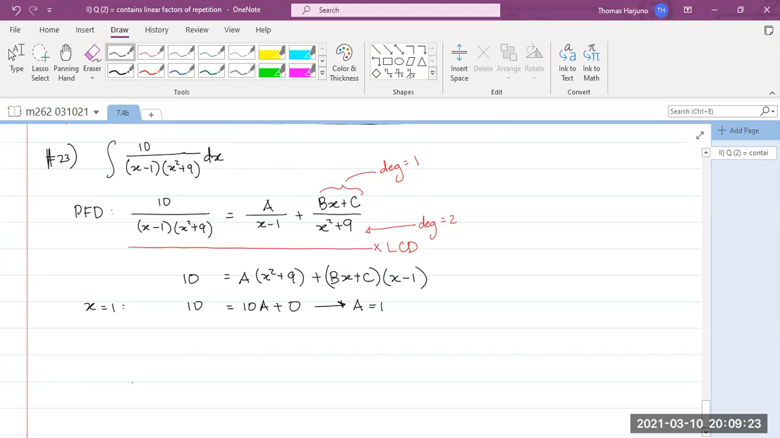Let's say you can choose x equals 0. When x equals 0, the left-hand side is still 10. The right-hand side is 9a minus c. Oh, this one is nice, right? When x equals 0, it's only c here, it's negative 1 here. Can't you just substitute the a for the 1? Yeah, after that. Okay, so together with a equals 1, 10 equals 9 minus c.